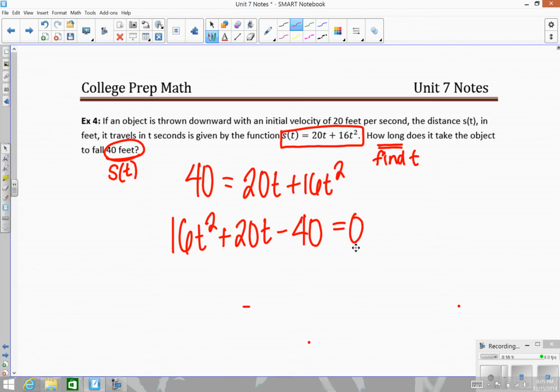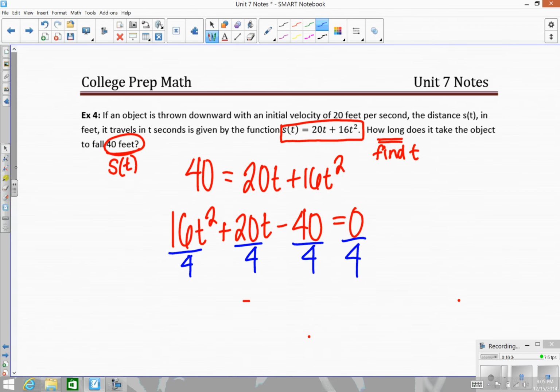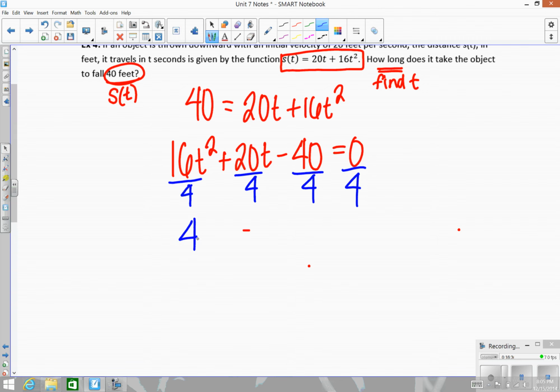And now you could use the quadratic formula as is, but again, to make your math easier, if there's a common factor between these, go ahead and factor it out. So right away, I'm noticing that 4 is going into all three of these numbers. So I can divide everything by 4, and it'll just make the numbers easier to work with. So you're going to have 4t squared plus 5t minus 10 equals 0. And keep in mind, if you didn't see that you could divide everything by 4, you can totally use this equation here. It's just you're going to be dealing with bigger numbers in the quadratic formula.